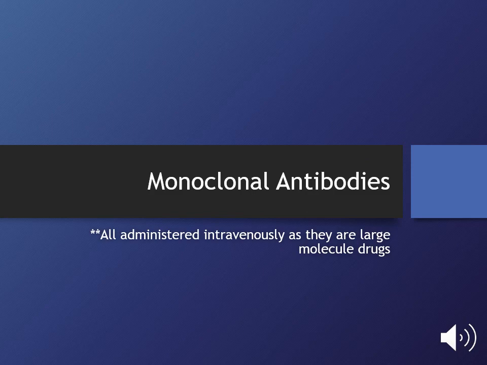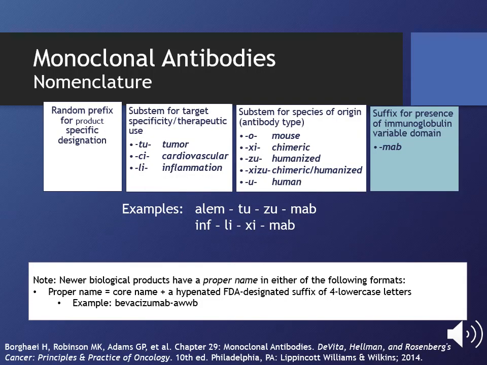They are large molecule drugs that are all administered intravenously, and they're considered biologic. Monoclonal antibodies all end in the suffix "mab". Part of their substem indicates the target specificity or therapeutic use, so, if the drug targets a tumor versus the cardiovascular system versus the inflammatory system. The substem immediately preceding the suffix indicates the antibody type or species of origin. So, for instance, if the antibody is mouse derived, chimeric, or fully human.